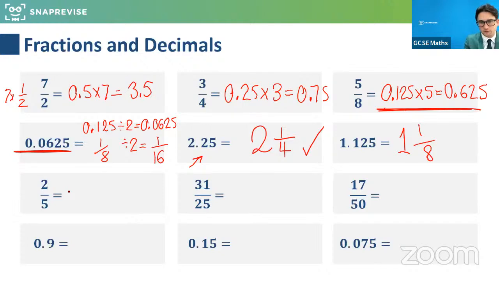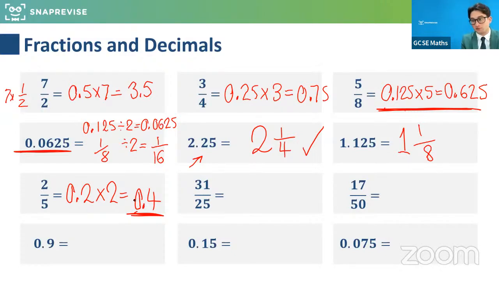Right, 2/5. We know 1/5 is 0.2. So if we've got 2 of them, that is 0.4. And it might be easier to spot if we remember 2/5 is the same as 4/10. And then it's maybe a bit more obvious that that's 0.4. But a good one to go through.